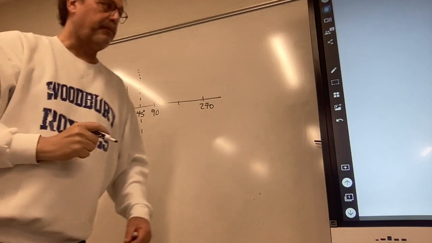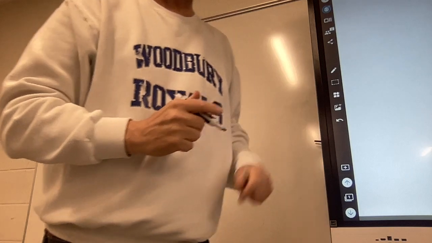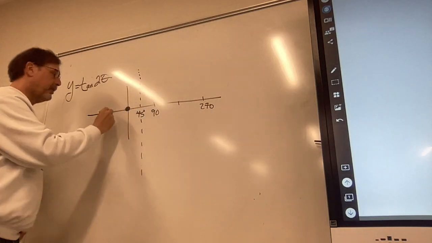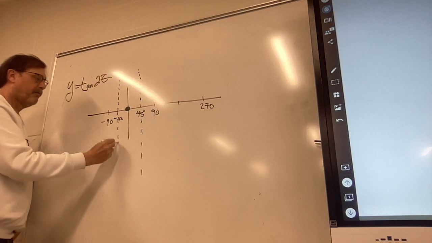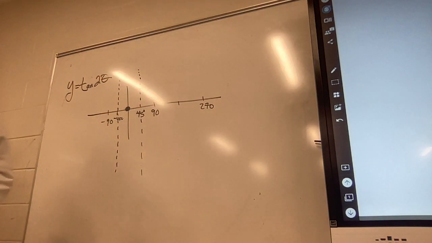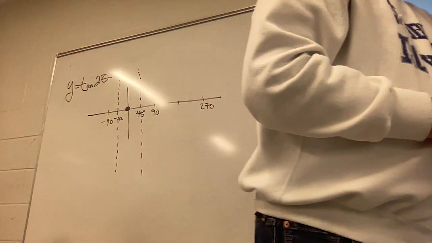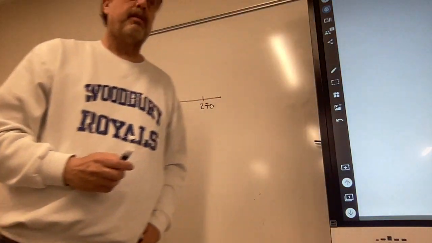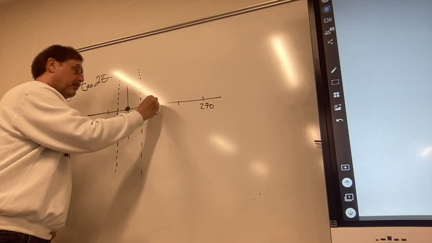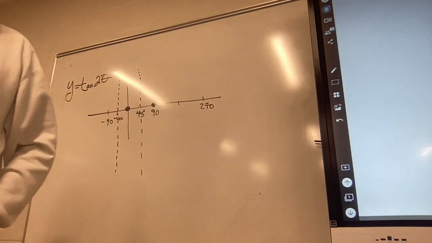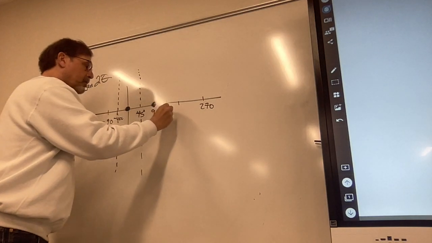Let's look negatively. Negative 90. That's an important point. Please cut it in half. What do you get? Negative 45. 180 was an important point. Cut it in half and it is now 90. 270 was an important point. Cut it in half, that is 135.